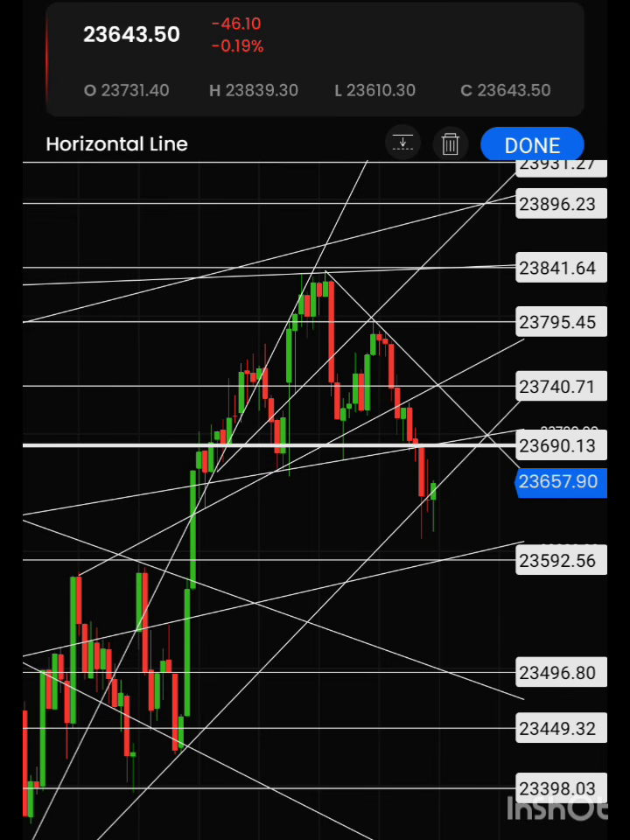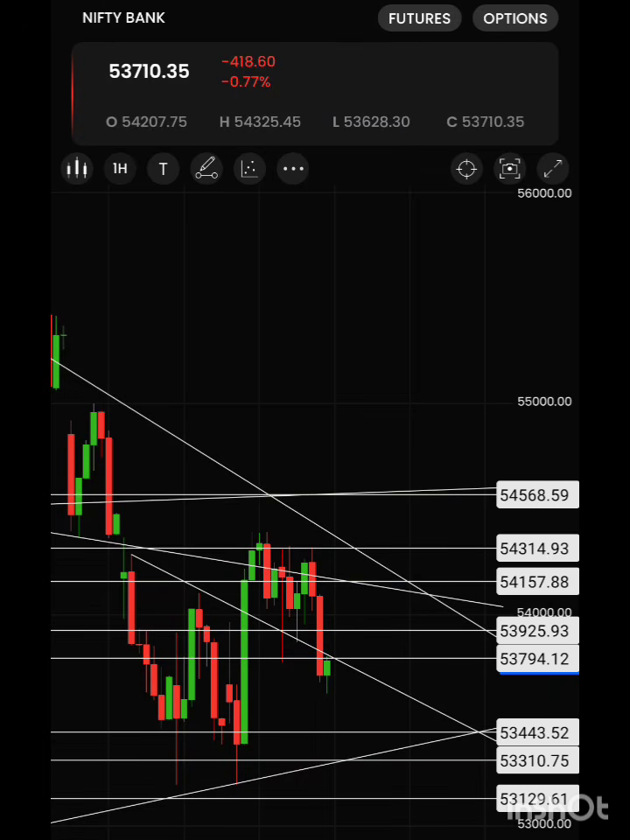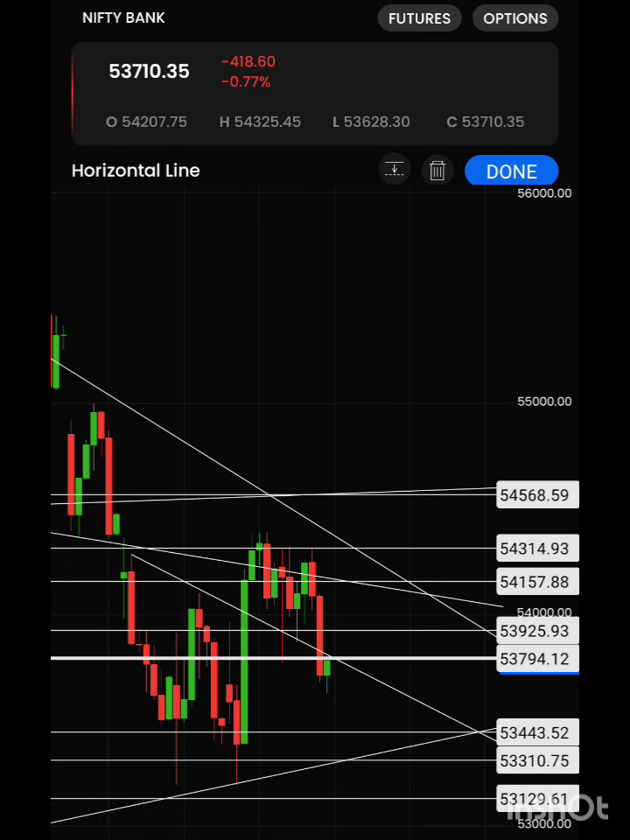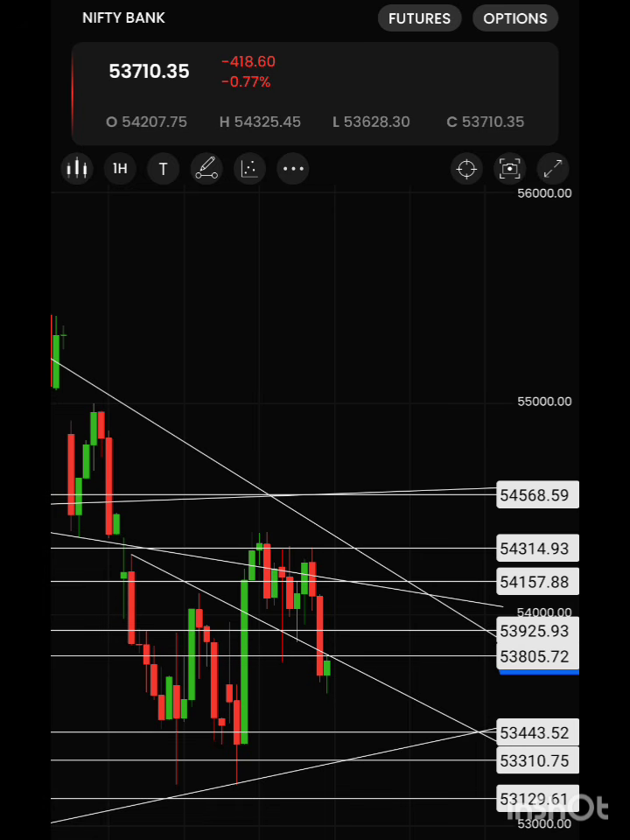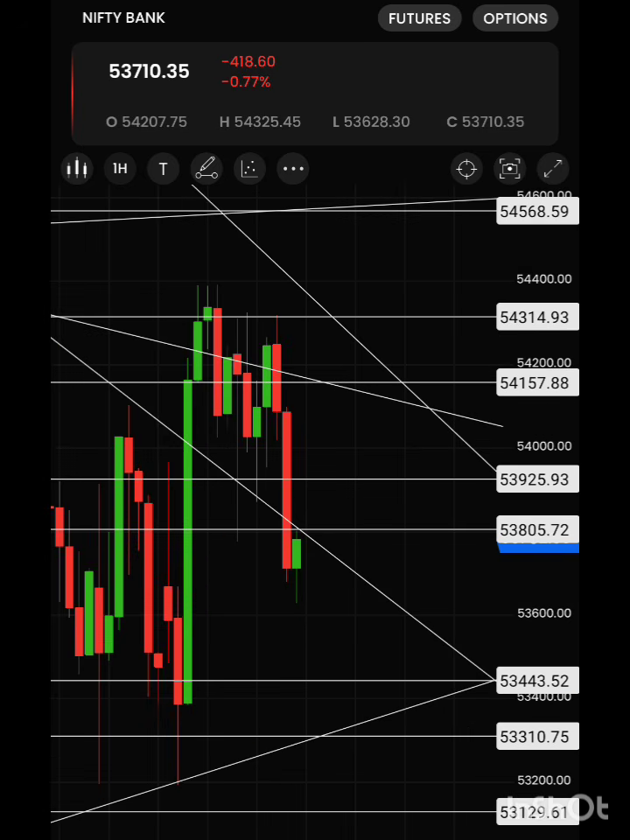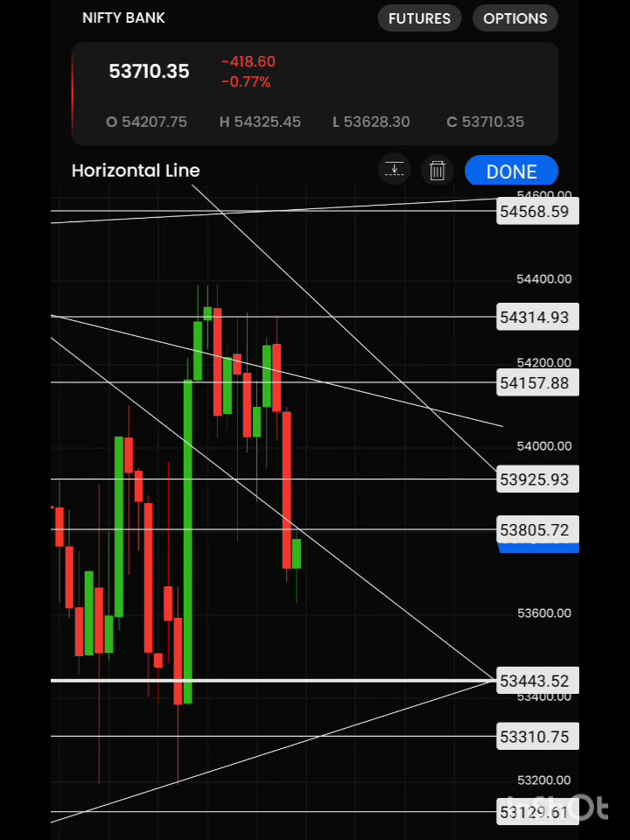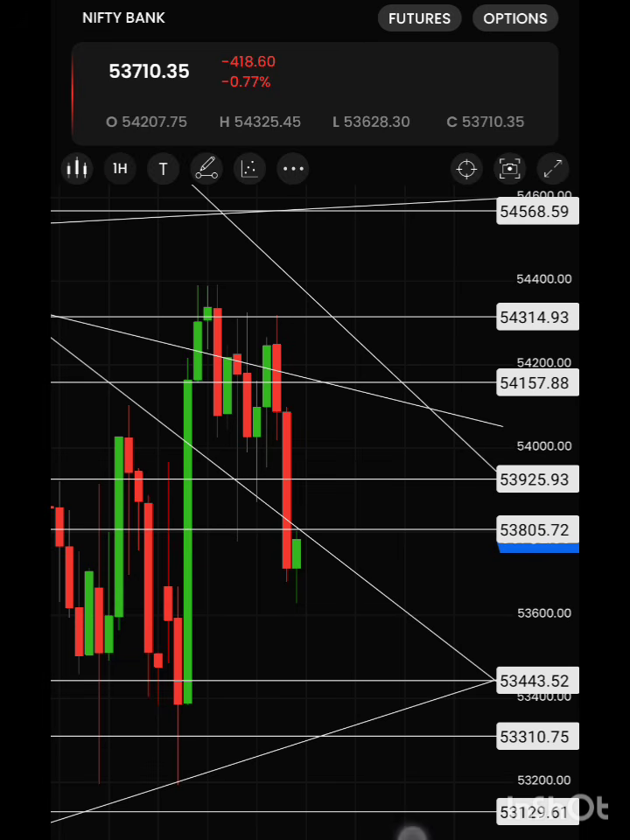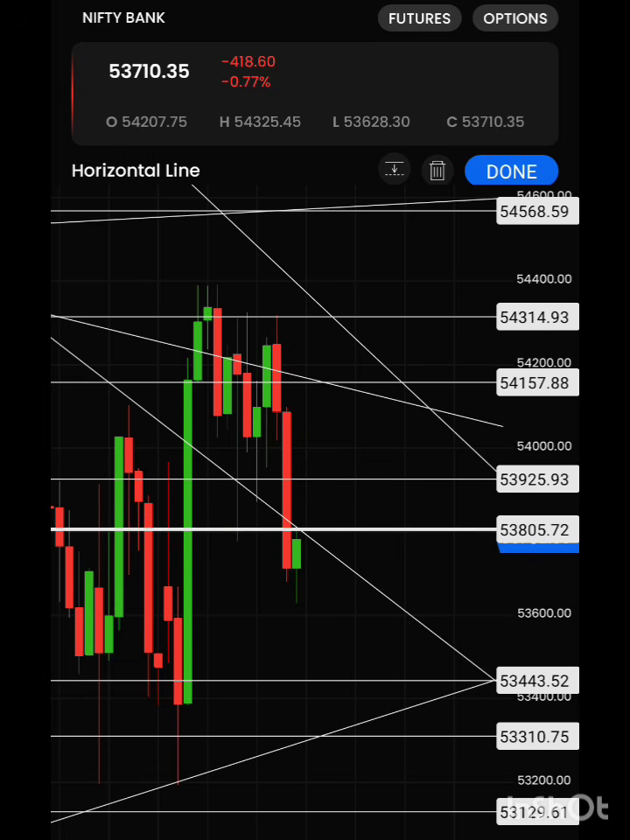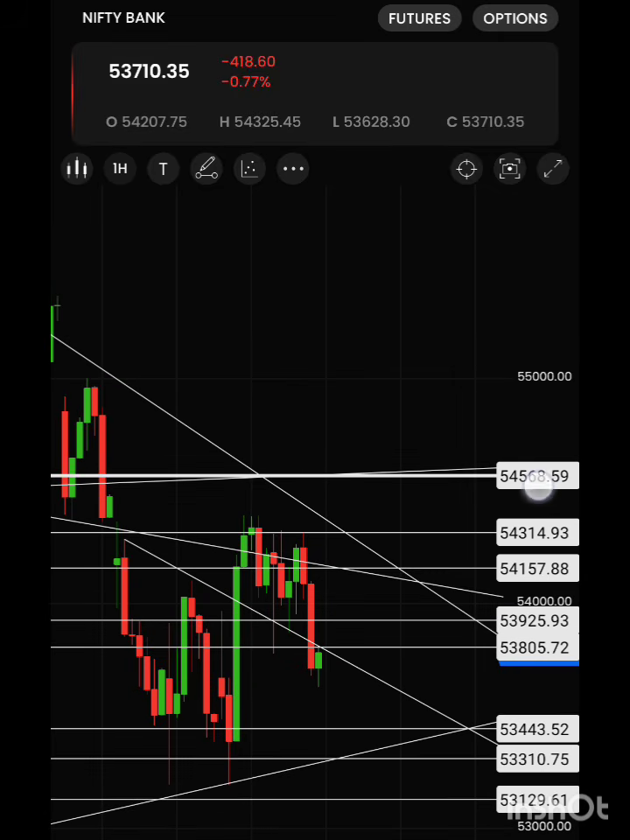Now let's check Bank Nifty. As of now, Bank Nifty has closed slightly below the support around the 53,810 range. The next support will be 53,444, then 53,310. Below this it is a little more weak, and it will touch the 53,130 range. Above this, the resistance we have is 53,925 and 54,150. Then 54,310 will be crucial. Above it we can see a slightly positive upside, up to the 54,577 range. So these are the levels for Bank Nifty.